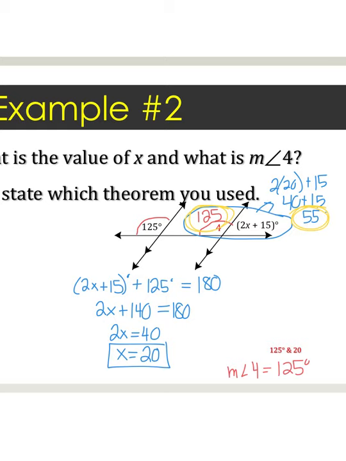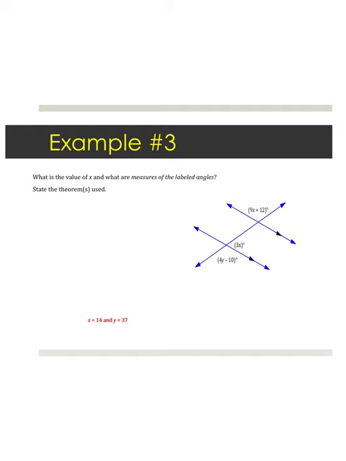So what I used is the fact that I knew there were parallel lines, so I knew corresponding angles are congruent. That is the theorem that I used. All right, looking at example 3, now we're going to find the value of x and the measures of the labeled angles.